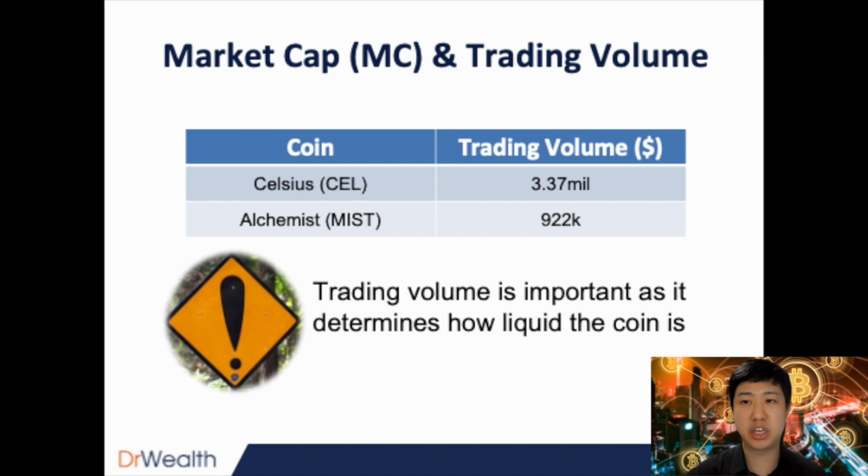Next, we're going to talk about trading volume, and why it is important is because trading volume determines how liquid the coin can be. The liquidity of the coin gives you the chance to either buy or sell the coin easily. I mean, you can buy the coin at any point of time, but when you want to liquidate it to secure your profits or to have a stop loss, you need people to buy it off. So if you look at it in this manner, Celsius has 3.37 million trading volume, while Alchemist only has 922,000. So it's going to be a lot easier to sell your Celsius coin compared to Mist, just based on the trading volume.